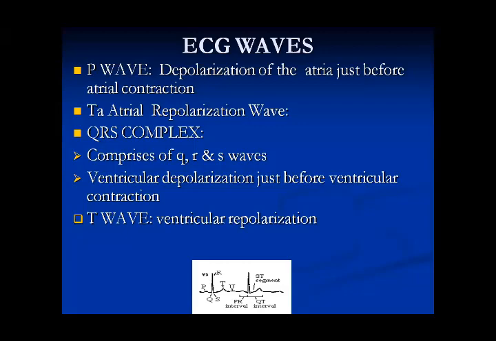The QRS complex comprises a Q wave, an R wave, and an S wave. There are three different waves. We will go into the details of all these things later in today's lecture. The QRS complex occurs just before the ventricular contraction, because it is representing ventricular depolarization. Right?